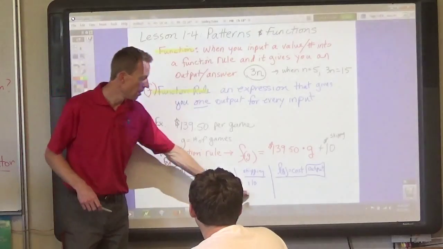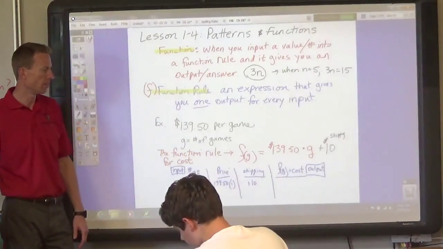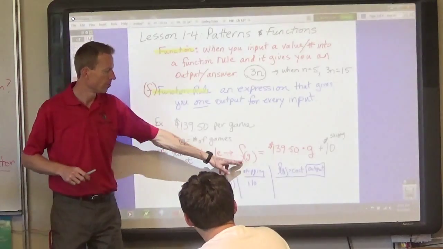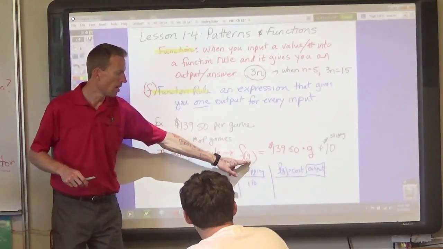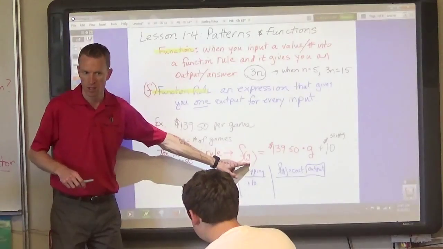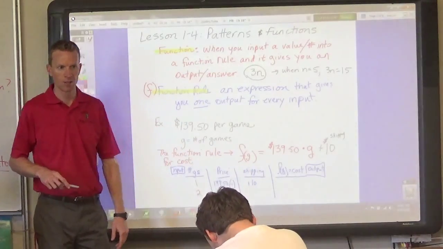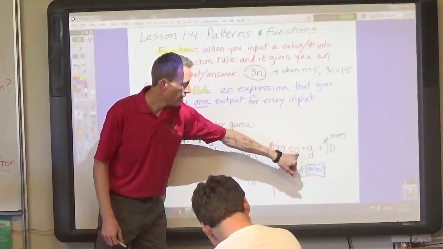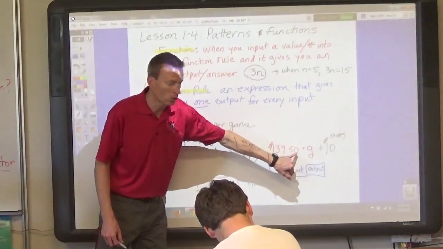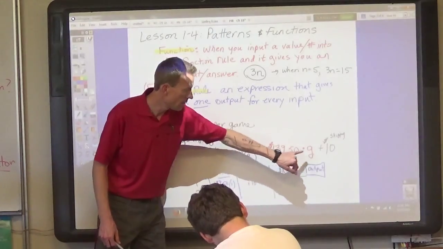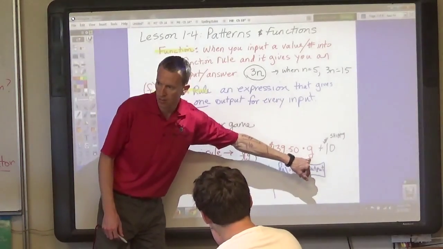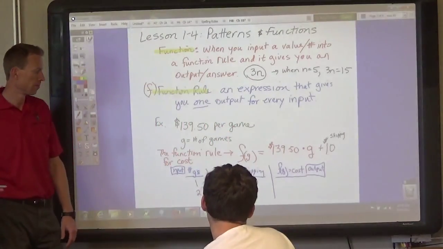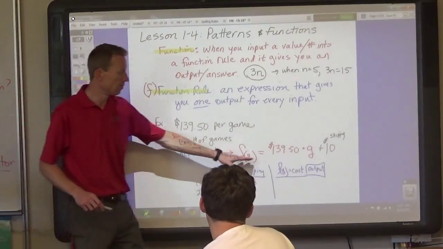This would be a function rule for that. It is written this way with this squiggly F. So it's the function of the cost of games, function of the cost for your order is $139.50 per game, so $139.50 times the number of games you order, plus $10 in shipping. And that's how you write that rule.